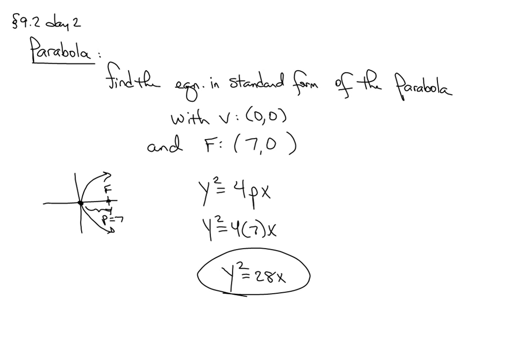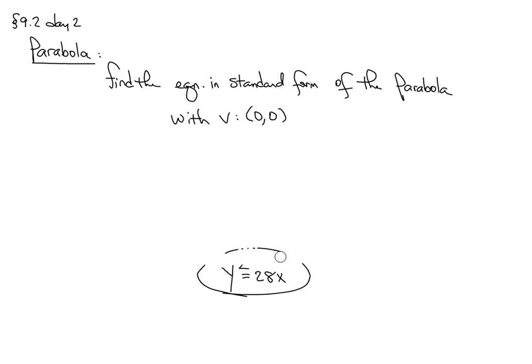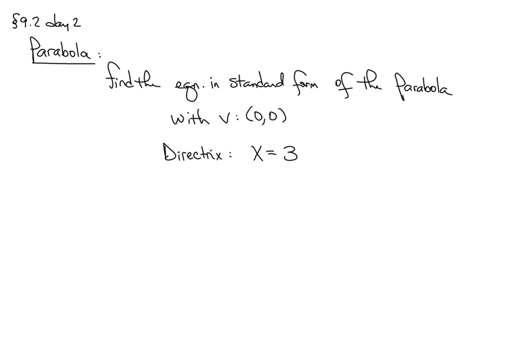Now, there's another type of problem they can give you. It works essentially the same way. What they're going to give us now is they're not going to give us the focus. Guess what they're going to give us now? Exactly. Again, the key to the whole thing: sketch the picture so you can see what you've got. Vertex at 0, 0, directrix at x equals 3.